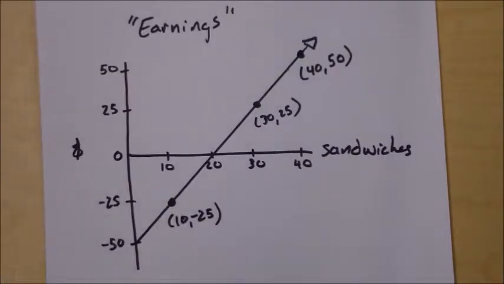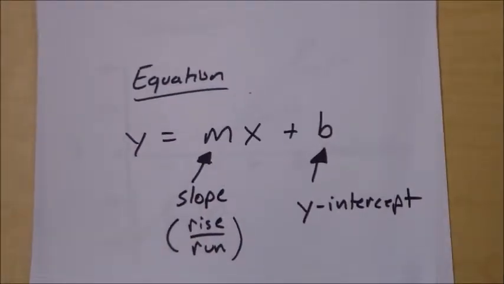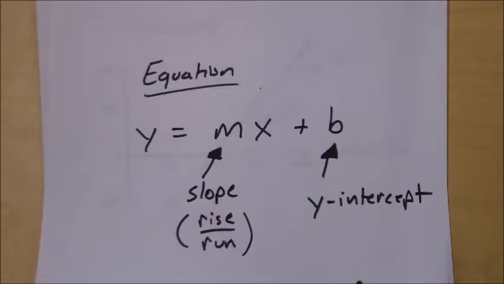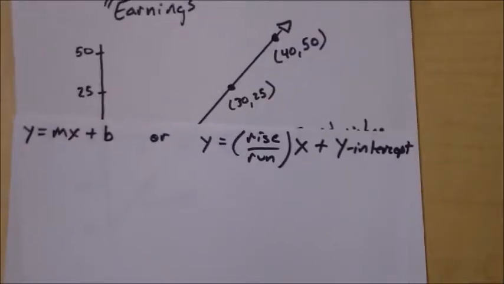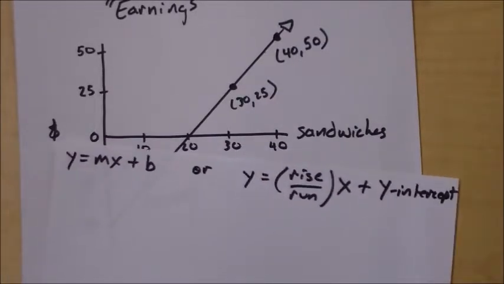Why is this a linear equation? Because it is a straight line, and that's what you need to know. m equals slope or rise over run, and b equals the y-intercept. Okay, so how does this work? Again, y equals mx plus b, or y equals rise over run times x plus the y-intercept.